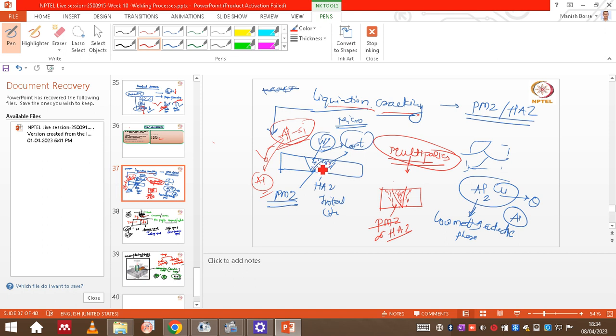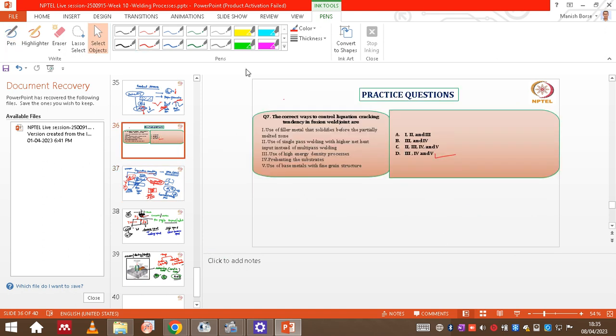Before the fusion zone solidifies, the PMZ and HAZ will solidify, and because of that, whatever happens will occur in the fusion zone only, not in the PMZ and HAZ. So this is one way to minimize liquefaction cracking, right? The other remedies are the same, like reducing sigma y, preheating the substrate, or using a finer grain size.